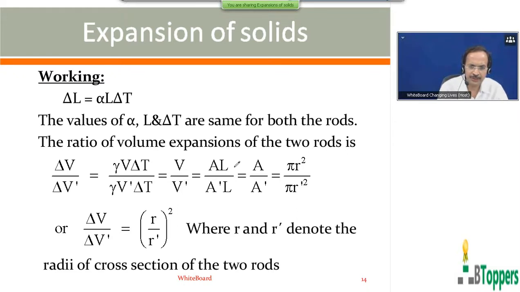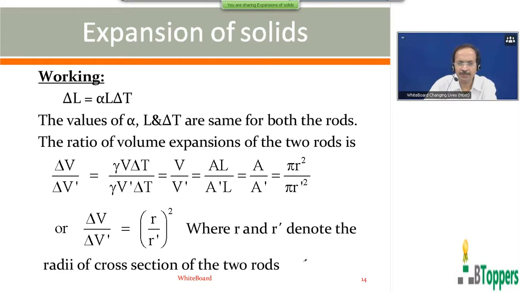Original volume of first rod equals A into L. Original volume of second rod is A dash into L. A is the original area of cross section of first rod, A dash is the original area of cross section of second rod. So A you can write pi into small r square, A dash equal to pi into small r dash square. So delta V by delta V dash equal to r by r dash whole square. Here small r and r dash denote the radius of cross sections of the two rods. So those who want to copy the notes, they can take a pause and now copy the notes.